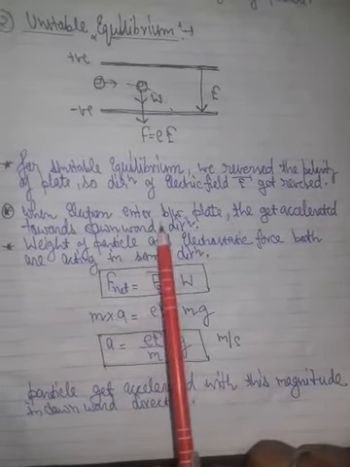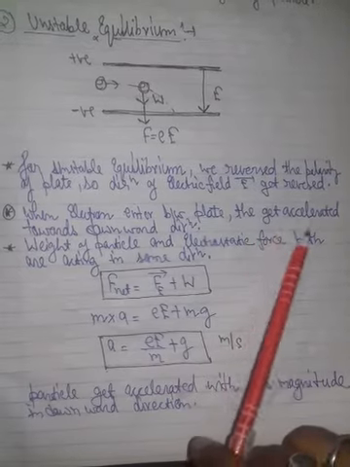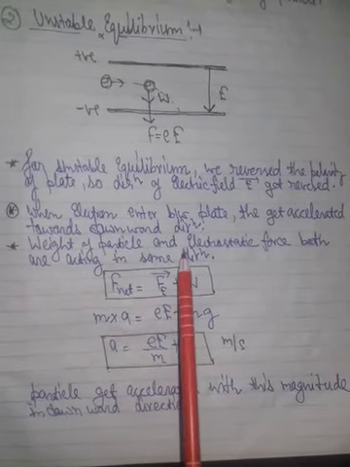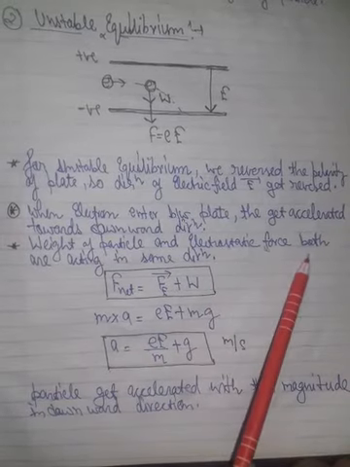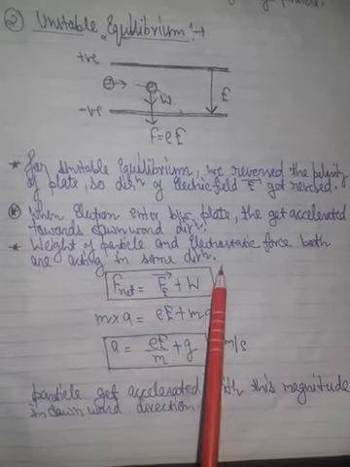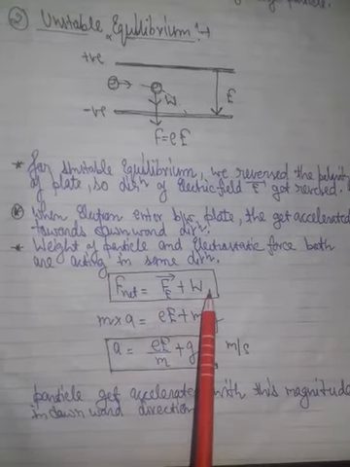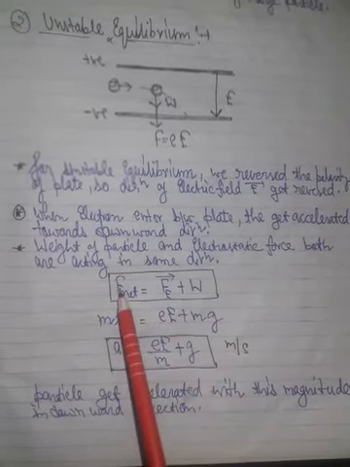For unstable equilibrium, we reverse the polarity of the plates, so the direction of the electric field gets reversed. When the electron enters between the plates, it gets accelerated in the downward direction, and the weight of the particle and the electrostatic force are both acting in the same direction. So the net force is equal to the electrostatic force plus the weight of the electron.